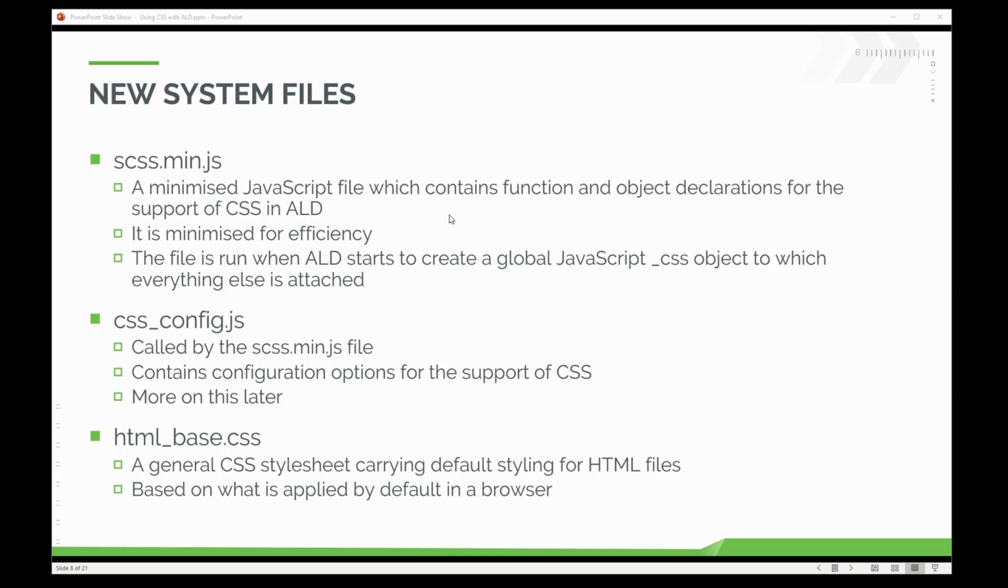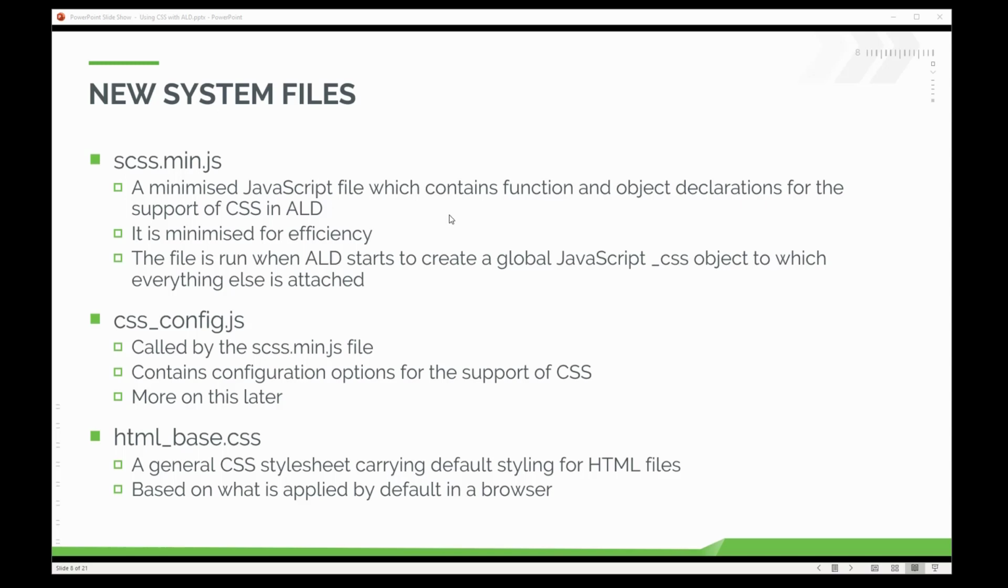We provide a minimized version, but that's only really to make it more efficient. We're not trying to hide anything. Could have done that in different ways. The file is run when ALD starts as well. So that creates a global JavaScript object _CSS, and everything to do with CSS is attached to that. So all the different functions for the properties, those display start and pre functions and everything inside there is attached to that _CSS object, and that's global to JavaScript inside ALD.